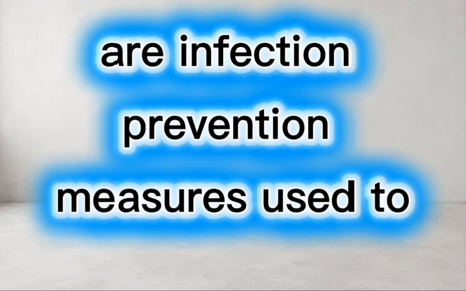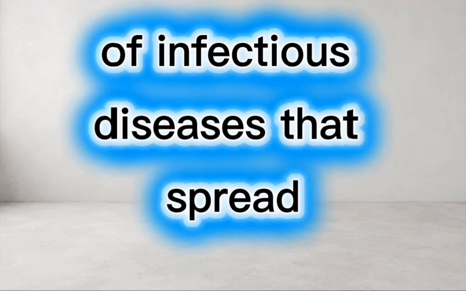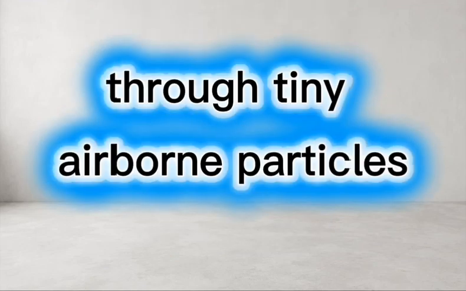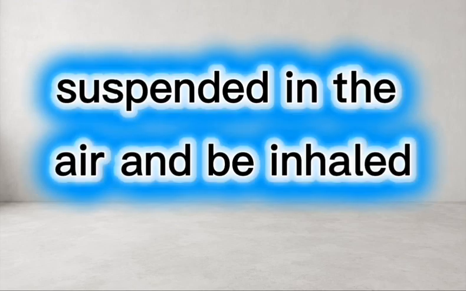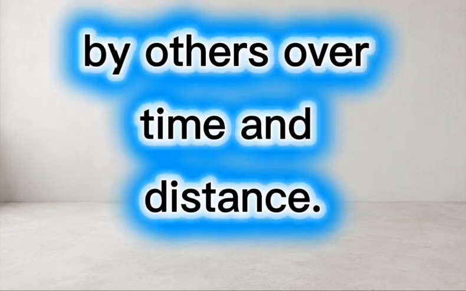Airborne precautions are infection prevention measures used to prevent the transmission of infectious diseases that spread through tiny airborne particles, which can remain suspended in the air and be inhaled by others over time and distance.